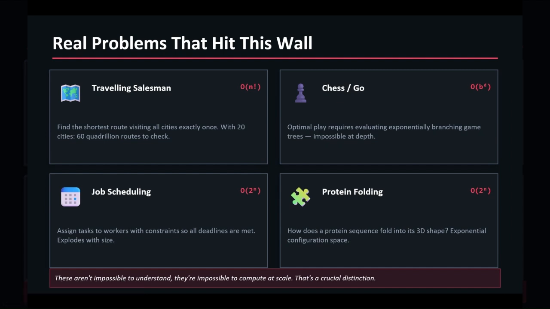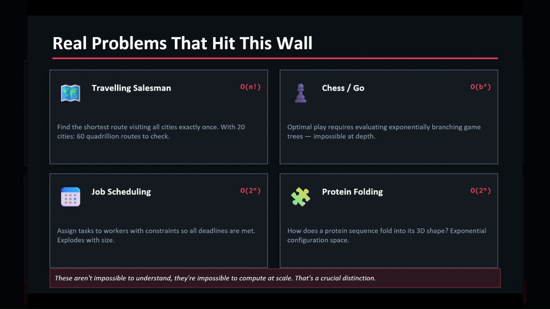Real world problems that hit this wall. This exponential growth isn't just a textbook curiosity, it appears in some of the most important real world problems. For example, the traveling salesman problem. It's to find the shortest route that visits every city exactly once and returns home. Simple to state. With 20 cities, there are over 60 quadrillion possible routes. Brute force is not an option, it's completely hopeless.